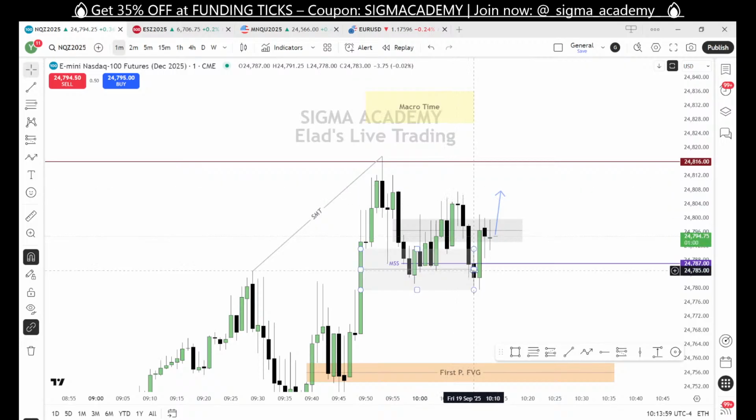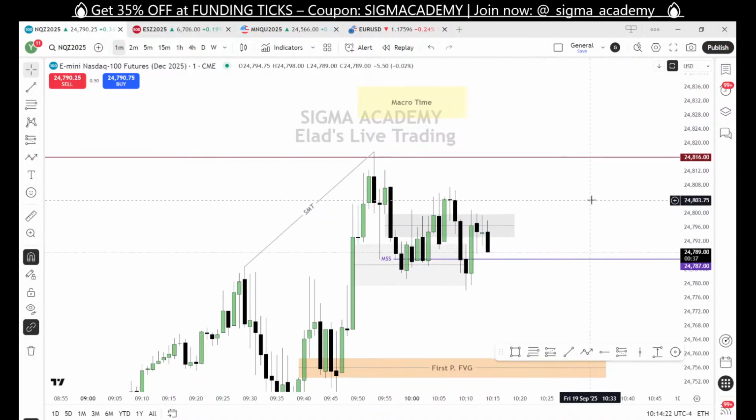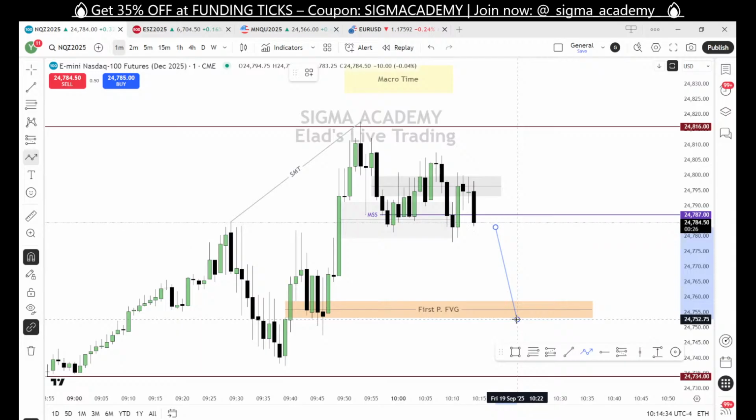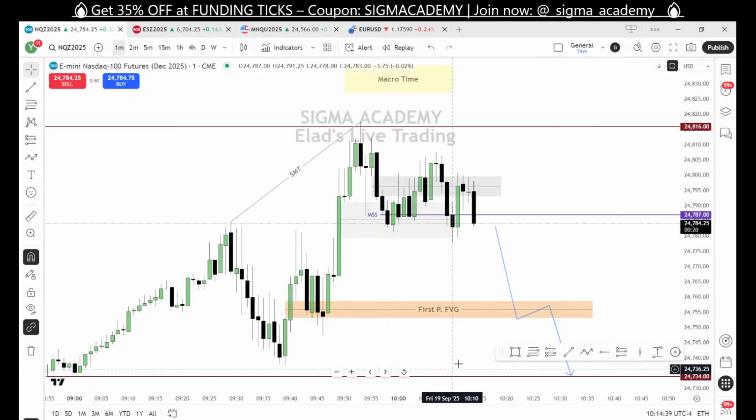It manipulates two sides, by the way. It's very ugly behavior. And it goes lower for now. Next target is here, and those lows.